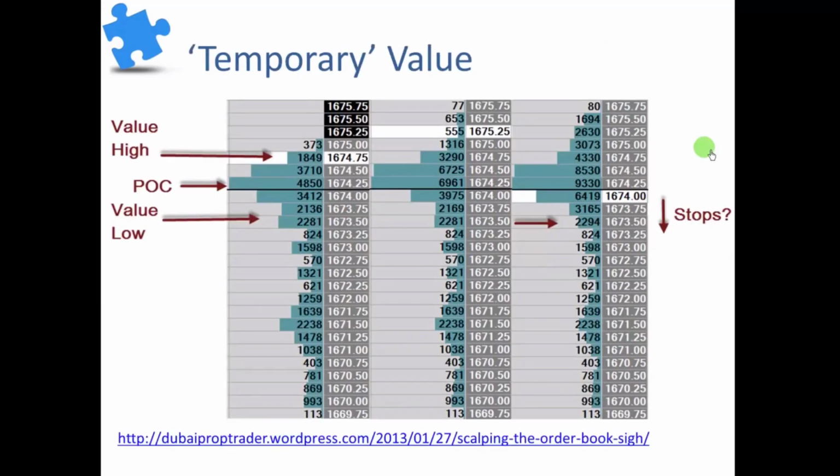Okay. Right, this sequence from left to right is a sequence from the Globex session on the 15th of July 2013. And what we can see here is something extremely common on all markets where we move into an area and then we start moving sideways. So in this case, the area is 1673.50 to 1674.75 with a slight range extension here to 1675.